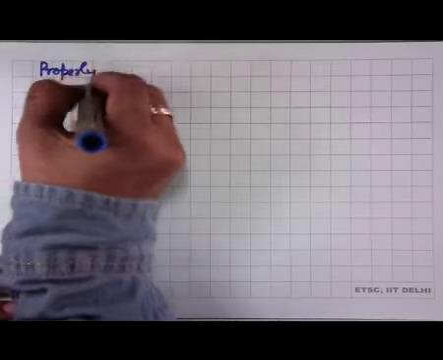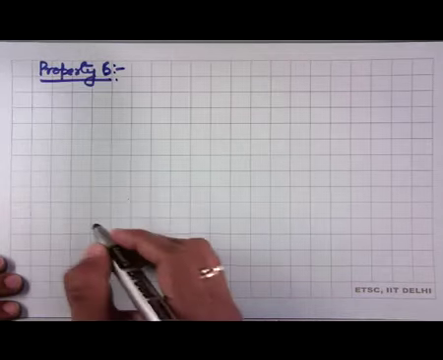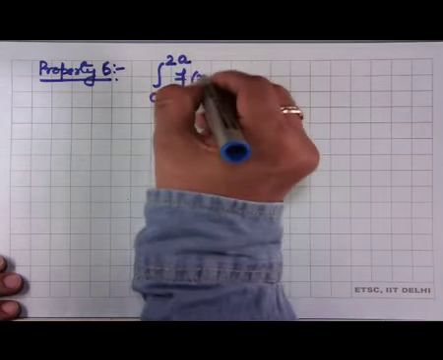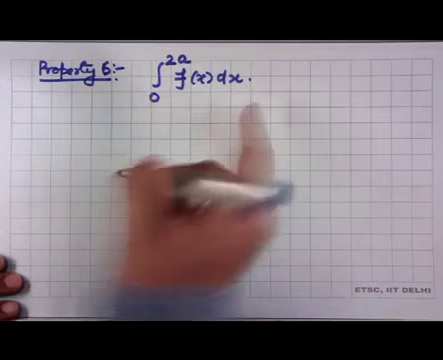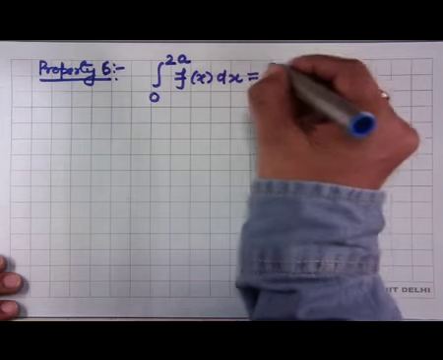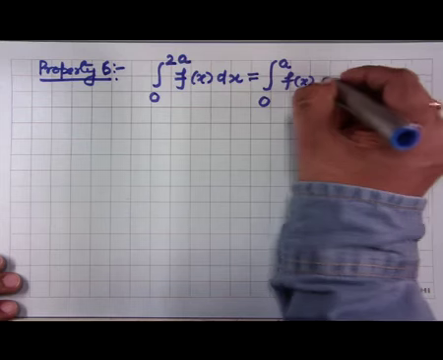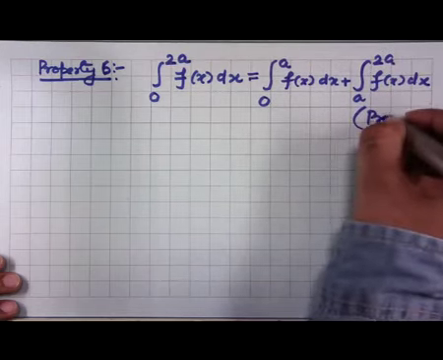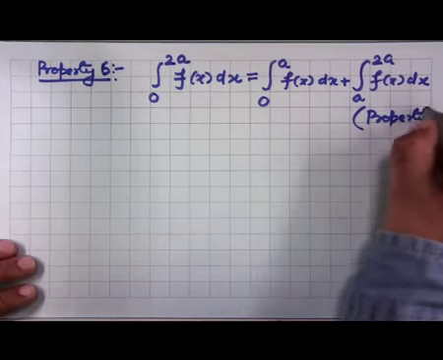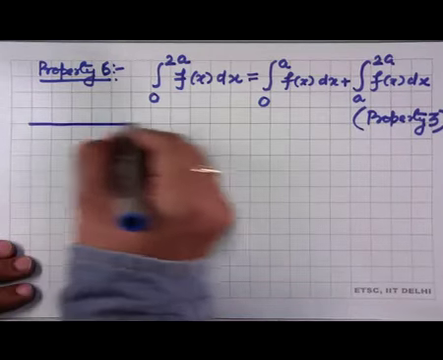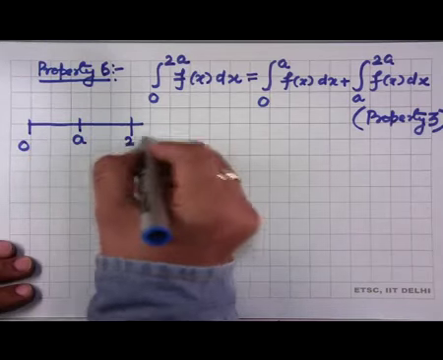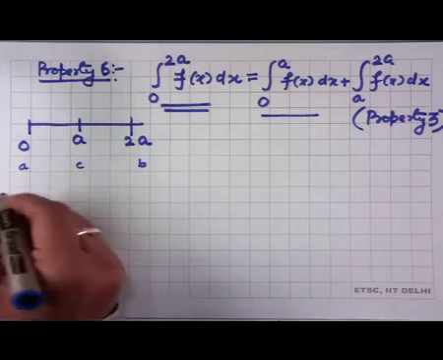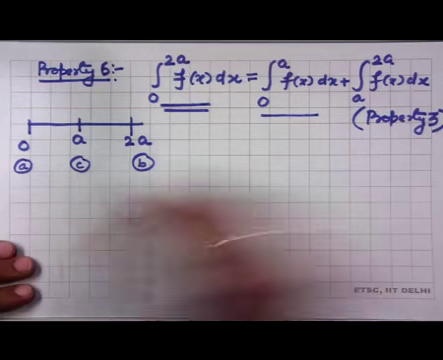Property 6 says something about this integral. We want to find out the value of this integral, and you can write it as the integral from 0 to a of f(x) dx plus the integral from a to 2a of f(x) dx by using property 3, because if this is 0, this is a and this is 2a, so you can break this integral into two integrals, where this is a, this is c, this is b. By using property 3, you can write like this.